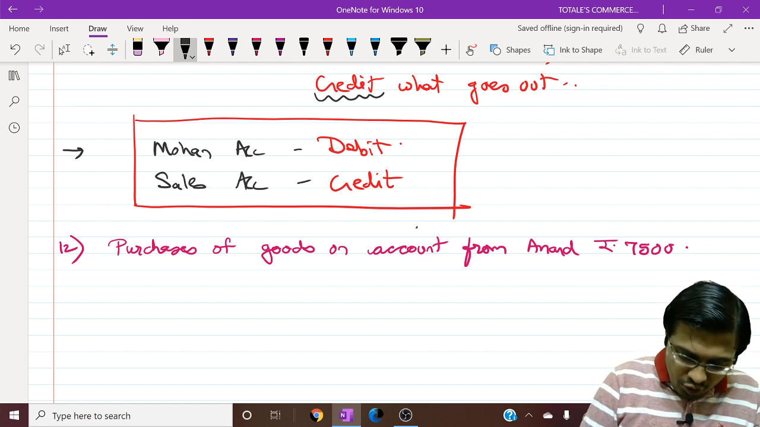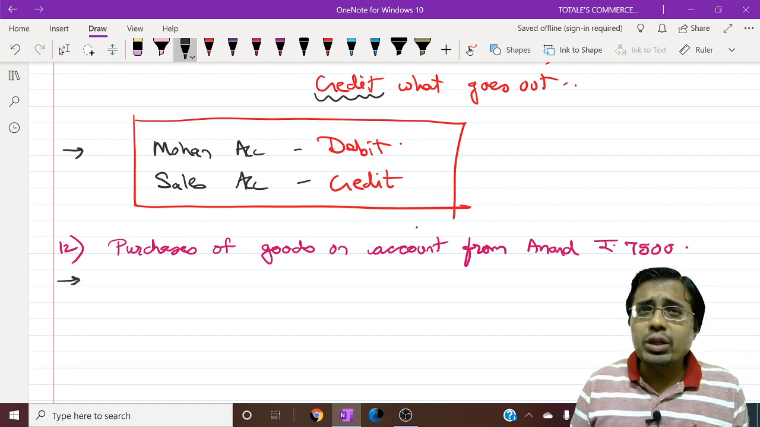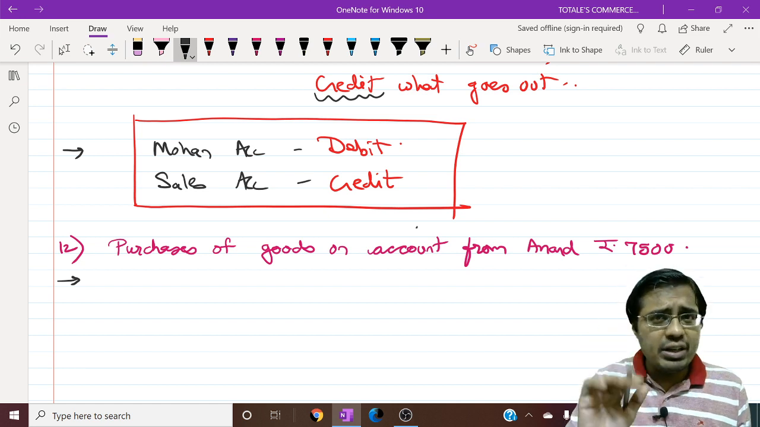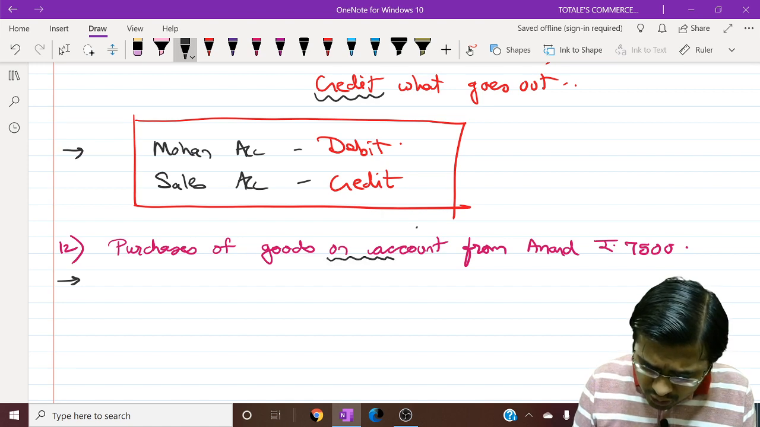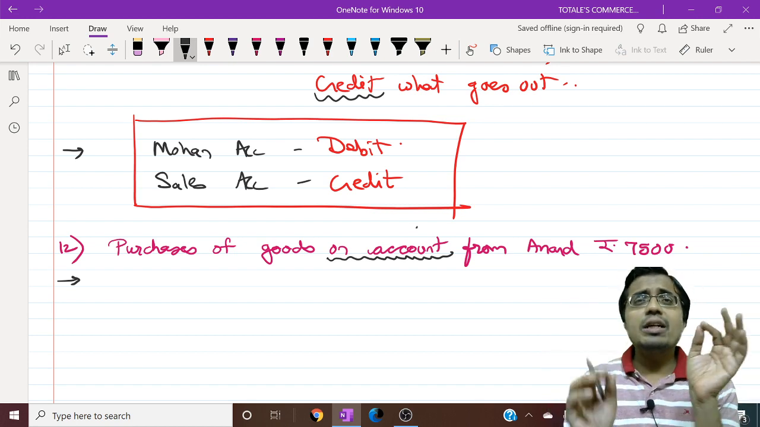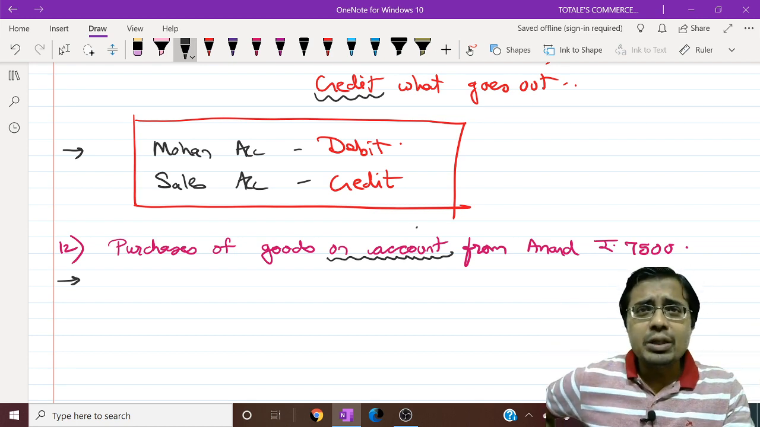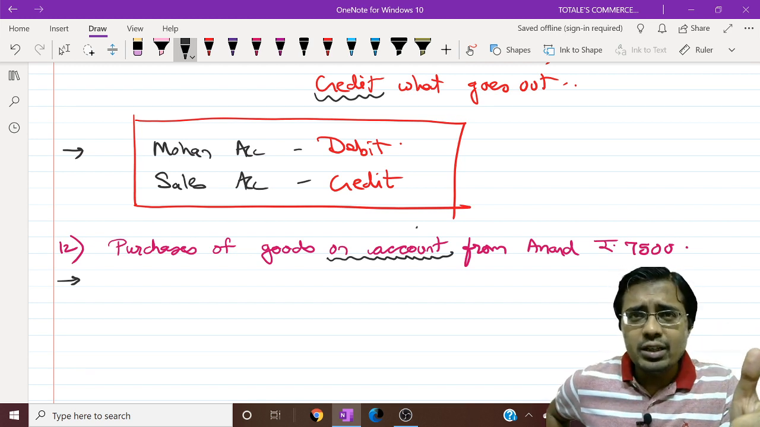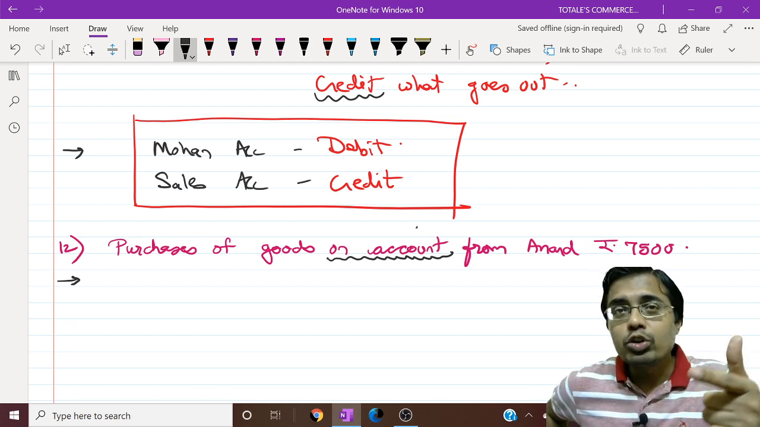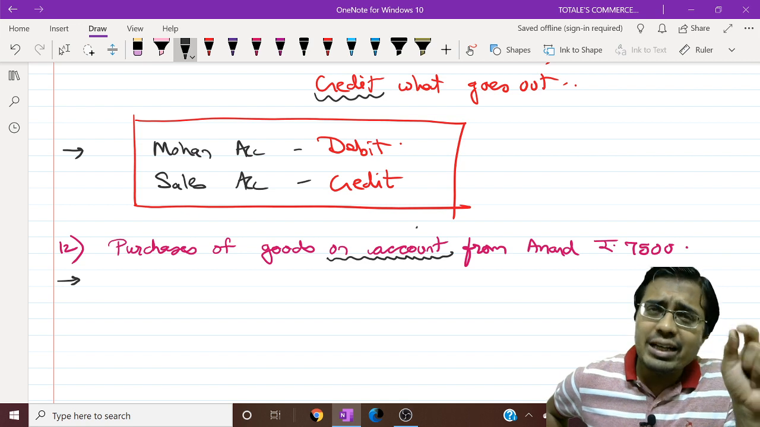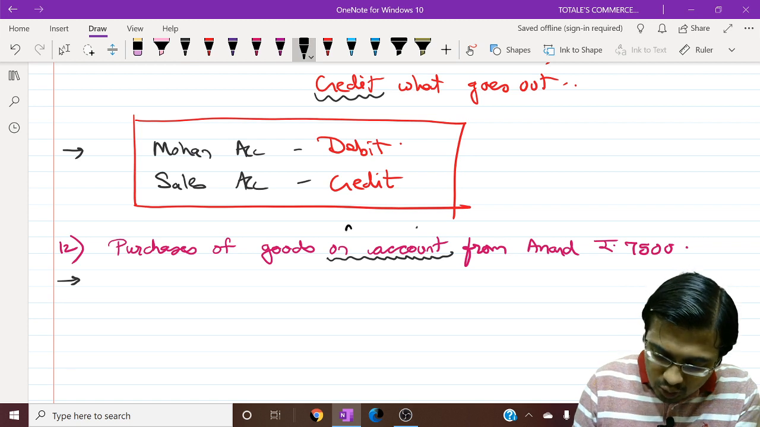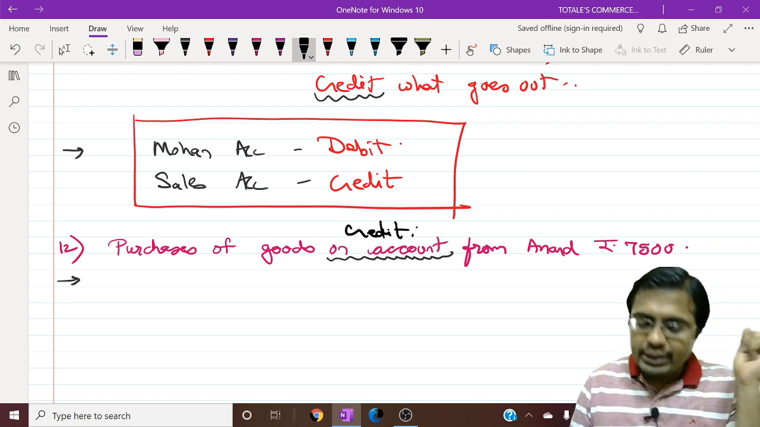Purchase of goods on account from Anand. Now you would again feel we have not been told whether it is a cash transaction or a credit transaction. No, my friends, there are two words used over here: on account. Basically, on account means credit. What is the definition of an on account transaction? It is purchase or sale of goods or assets on credit and receipt or payment of money which is already due. So if these two things take place, it is an on account, that is a credit transaction. So remember, my friends, wherever you get these words on account, they denote a credit transaction.